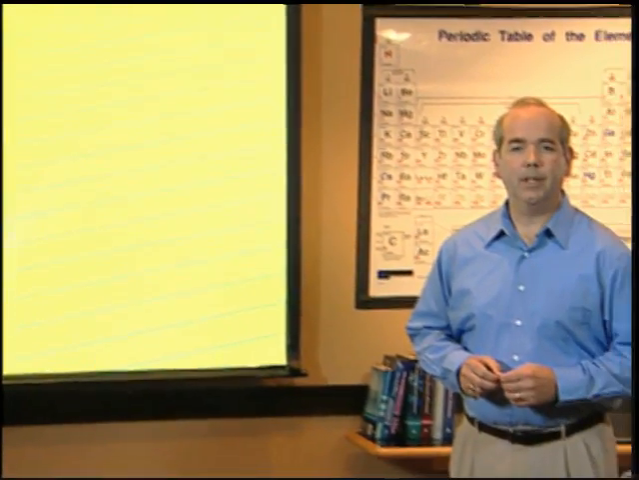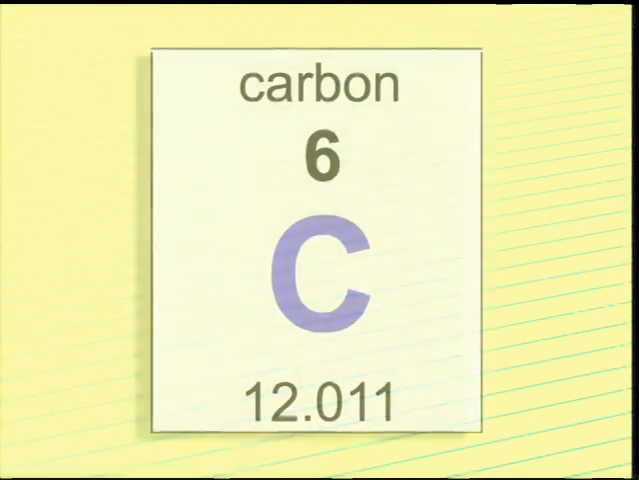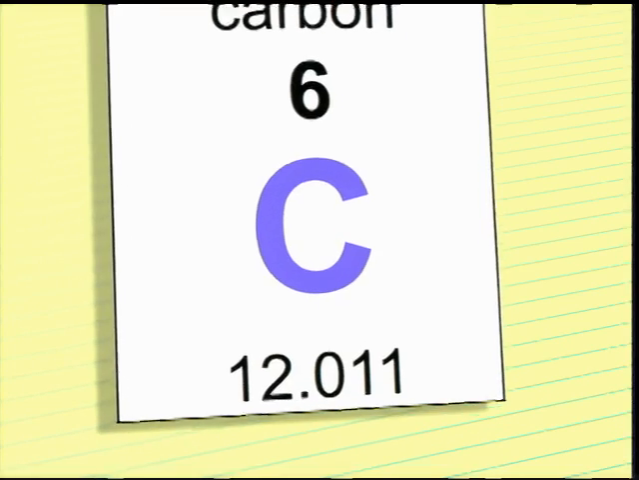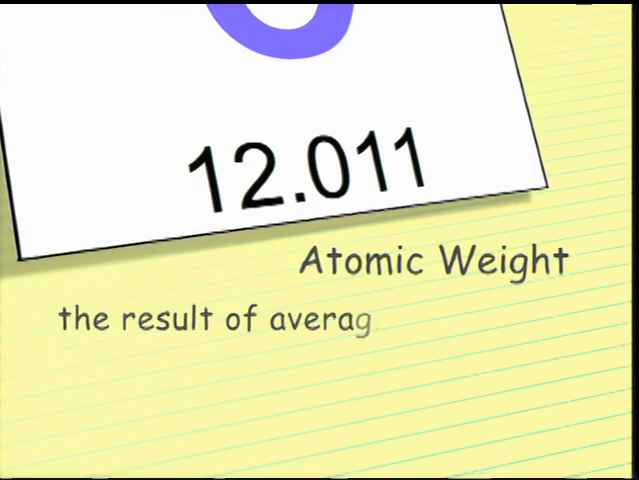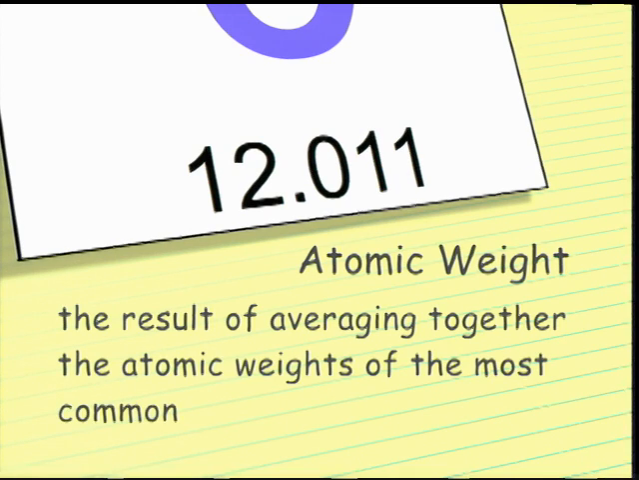All atoms of a given element have the same number of protons in the nucleus, but the number of neutrons may vary. Atoms that are of the same element but contain varying numbers of neutrons in the nucleus are called isotopes of that element. The atomic weight of an element is generally given in tables as a whole number with decimals, the result of averaging together the atomic weights of the principal or most common isotopes.